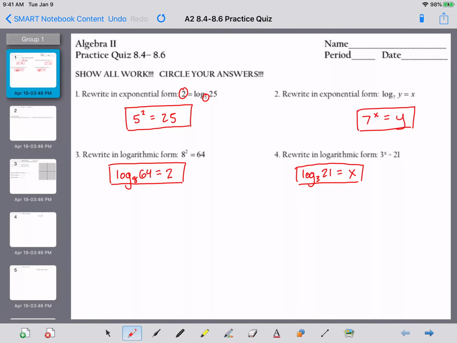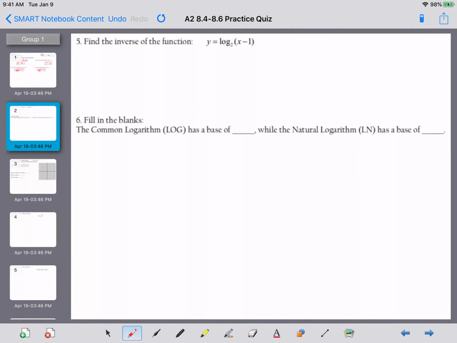Okay, so let's move on here. In number 5, they want us to find the inverse of the function. So remember your first step always is to switch x and y. So we're going to say x equals log base 2 of y minus 1. And then the next step is to change form. Since this is a log, we're going to change it to exponential form.